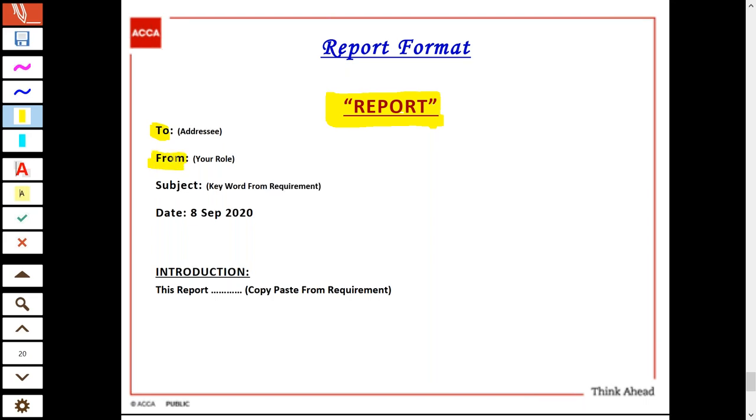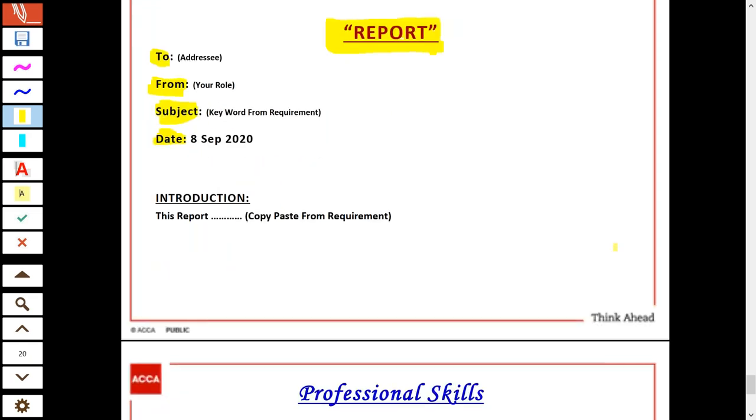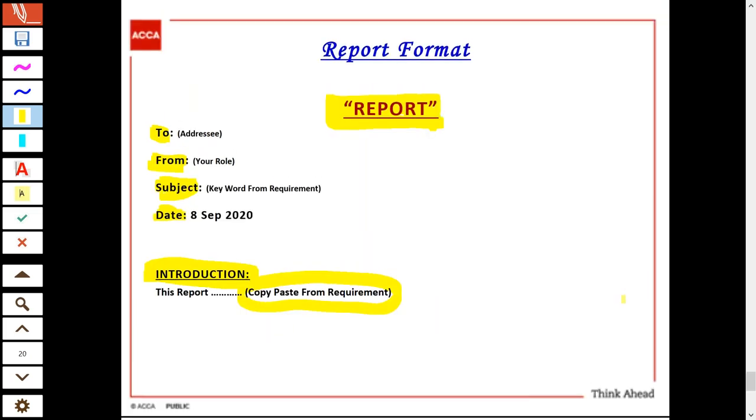Then you talk about To, and under it, you will write the name or the designation of the addressee. It will be given to you in the question. Then you will write From, with your role, which will also be mentioned in the question. Then you will write Subject, picking up the keyword from the question or requirement. The date you will write is 8 September 2020, because 8 September is the date of your SBL paper. Then you will write a heading called Introduction, and say this report, and so on, copy pasting from the requirement. Very simple format.